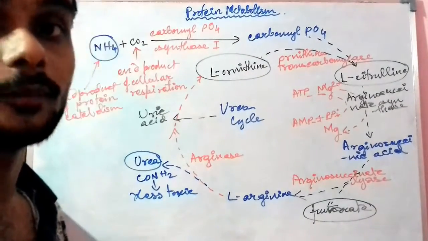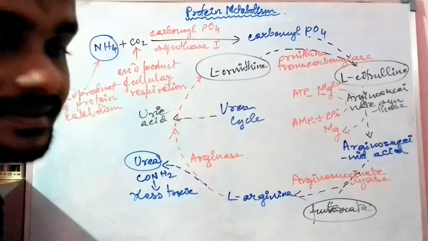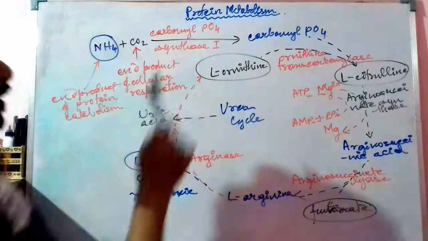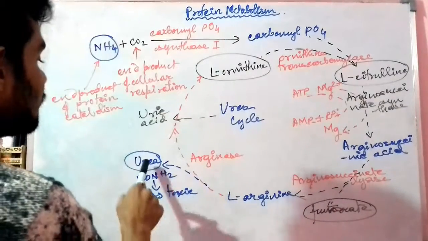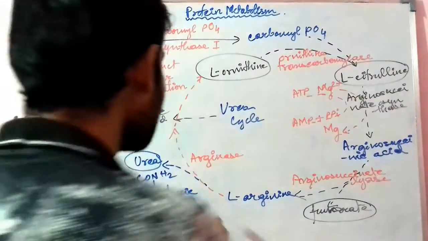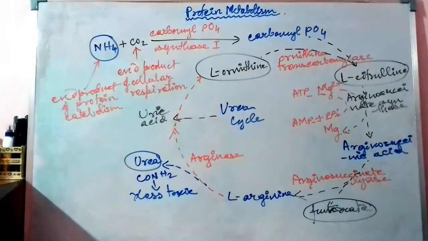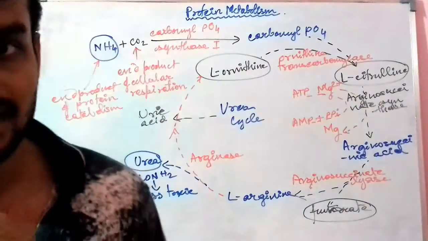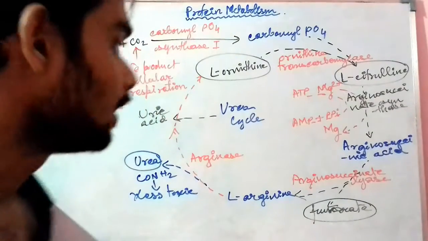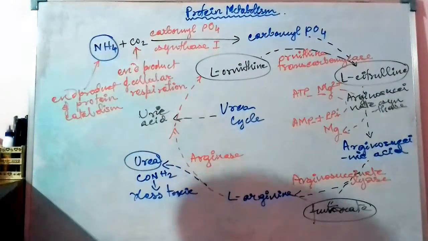through the form of stool or fecal matter, fecal wastes. But also in their body, the urea cycle more or less happens and converts it to a less toxic form, that is urea. And this urea gets ejected out of the body through the urine or sweat and also through fecal matter. Right? So this is all about the urea cycle.